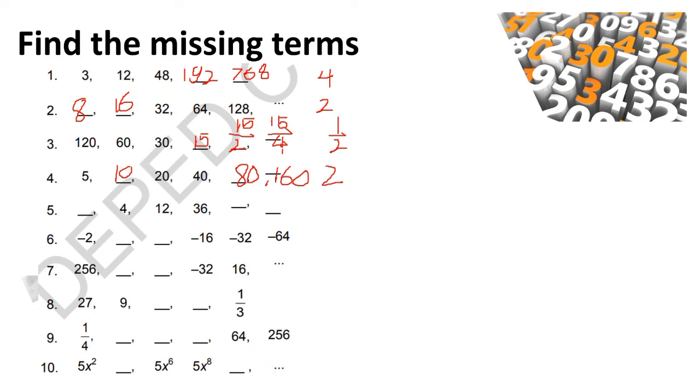Okay, number 5. So, we have the first term is missing, then 4, 12, 36, then 2 missing terms ulit. So, getting the common ratio, we can find 12 divided by 4 is 3, and 36 divided by 12 is also 3. So, the common ratio is 3.